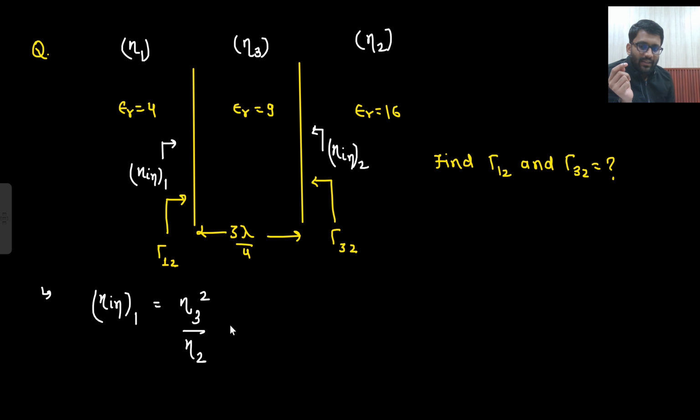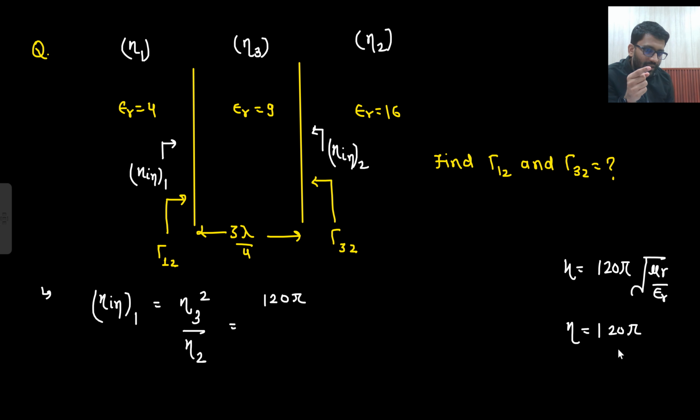Now what will be your neta 3 square? This is your neta 3 square. What will be neta 3? 120 pi divided by under root epsilon r, right? If you remember the formula of neta, what is neta? 120 pi under root mu r epsilon r. In 99% of the cases, mu r will be 1. So what will be the neta? 120 pi divided by under root epsilon r.